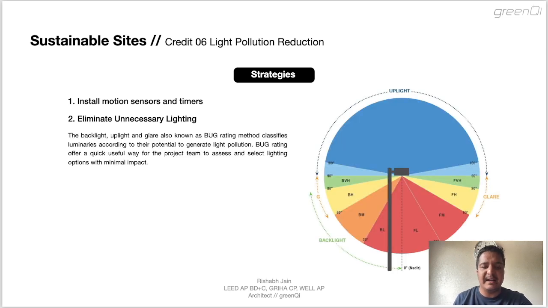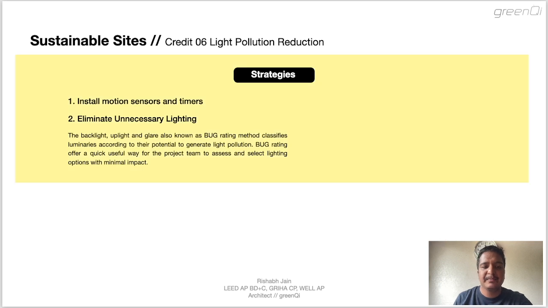The backlight, uplight, and glare, also known as the BUG rating method, classifies luminaires according to their potential to generate light pollution. The BUG rating offers a quick, useful way for the project team to assess and select lighting options with minimal impact. You can pause the video and take note of the following two strategies, which are very important for your LEED GA exam.